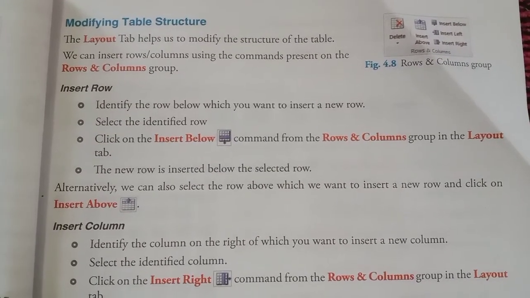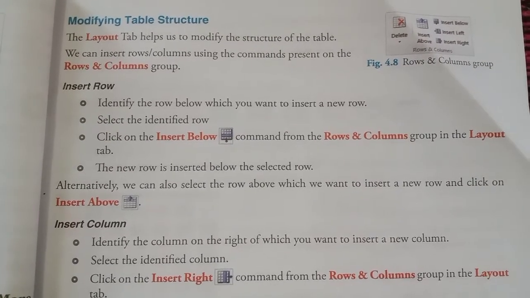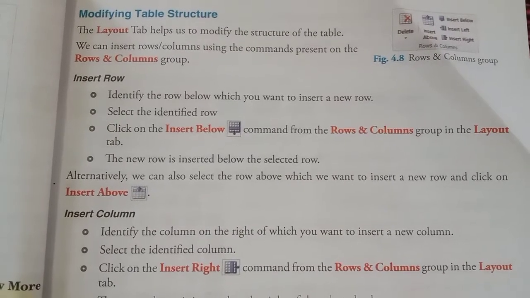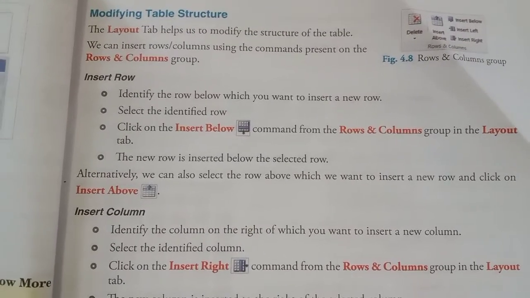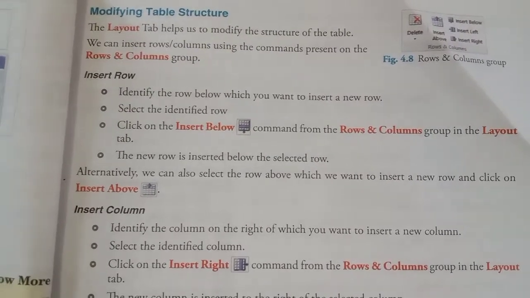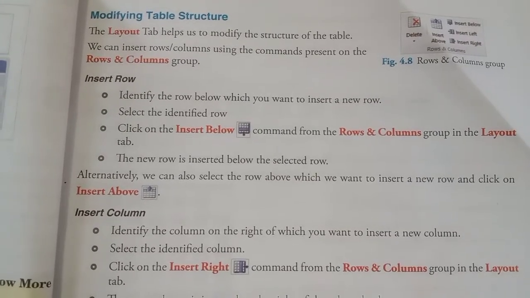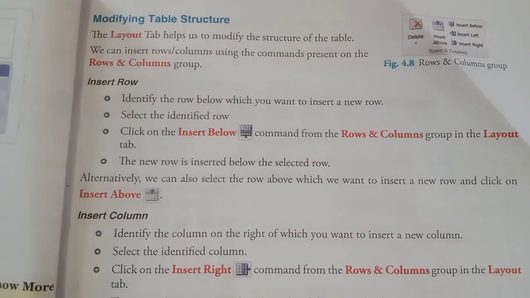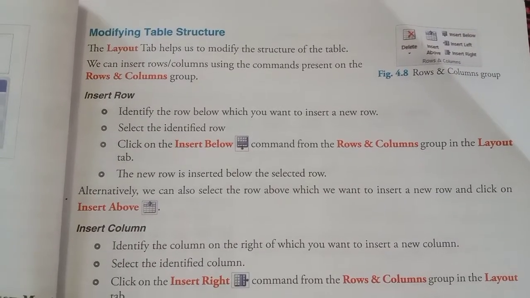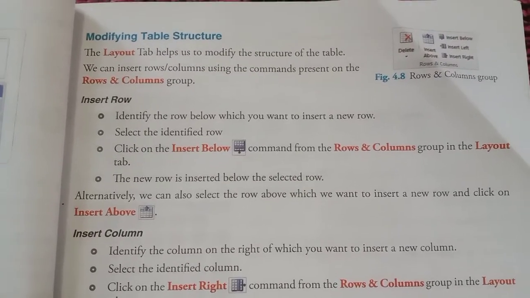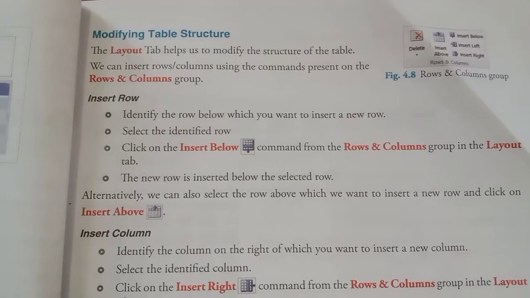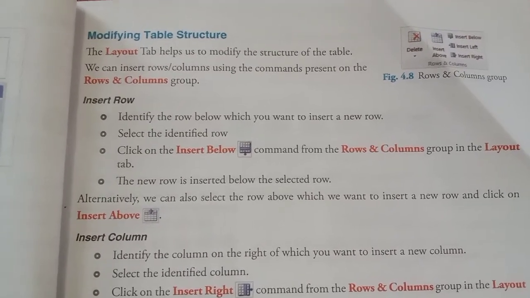We insert rows and columns using the commands present in the Rows and Columns group. How can you insert a row or column? The shortcut method is, first of all, select the row. After selecting the row, press Control plus sign. Through Control plus sign you can insert a row anywhere. If you want to delete a row, press Control minus sign, right?